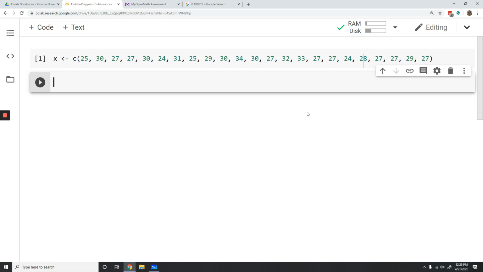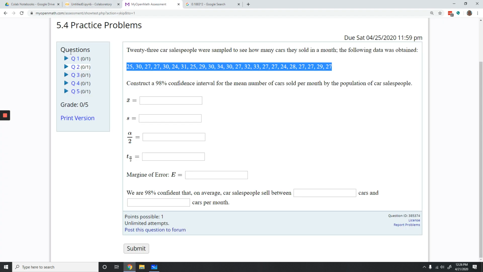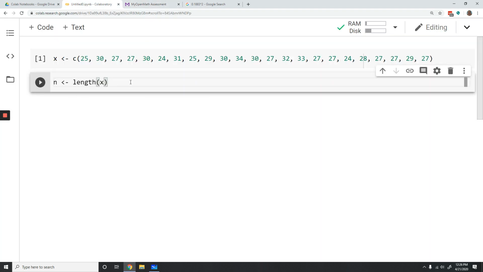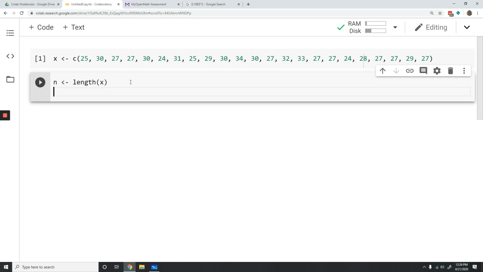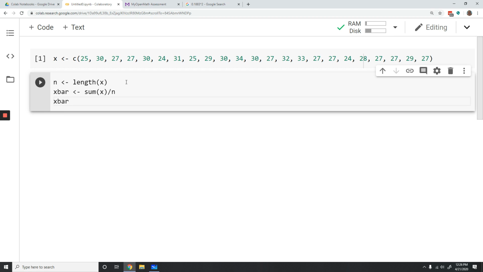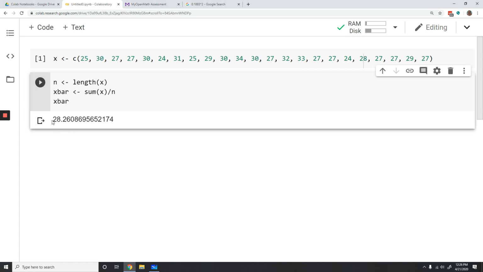So first step, we need to find that mean x bar. To do that, we will need our sample size. Now you could also just go back to the problem. We are told that it's 23, so n better be 23. So you could check that if you want. Once we have that, though, we are ready to find a mean. So mean is just the sum of all those values in our list of values divided by how many there are. Let's print that out. Okay, there it is. That's our mean.